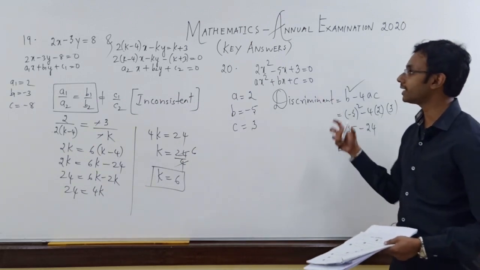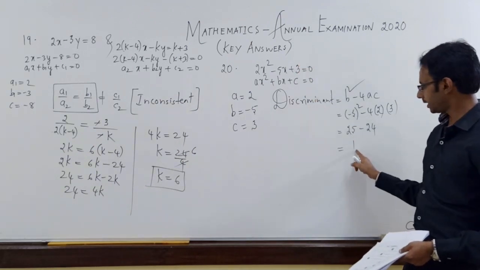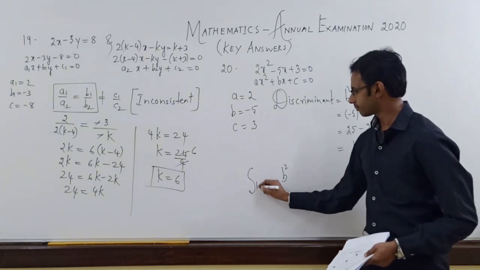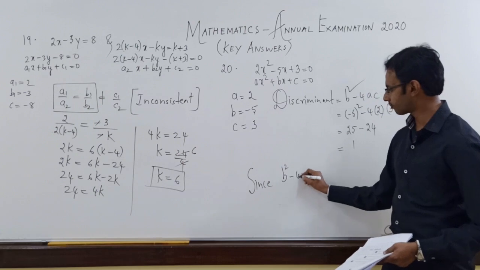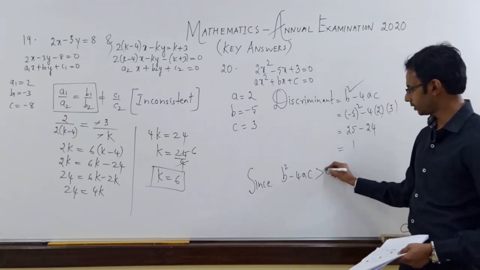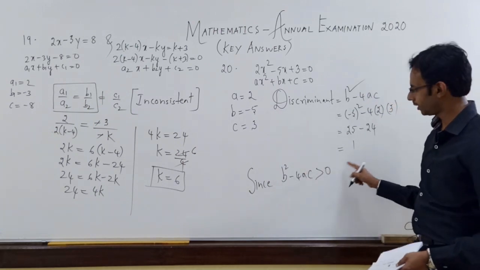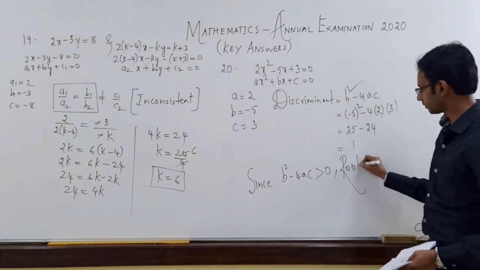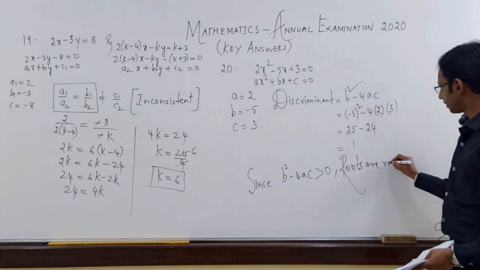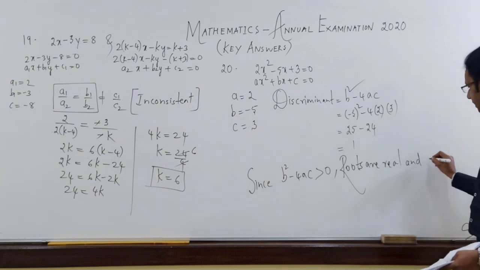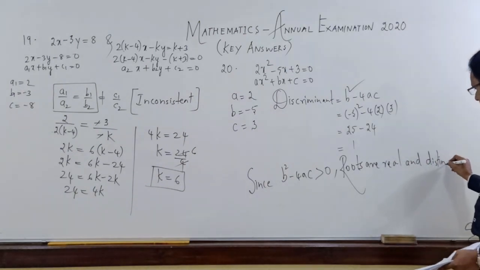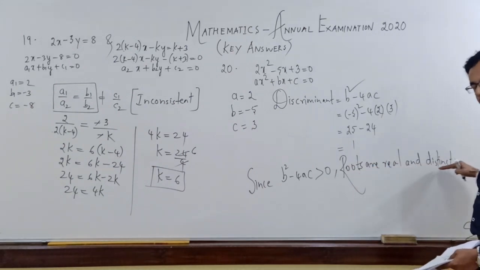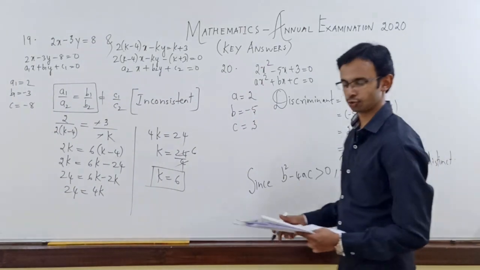And then they are asking what is the nature of these roots. So since the discriminant is 1, so we all know that since b square minus 4ac is greater than 0, 1 is nothing but greater than 0. If it is greater than 0, what is the nature of the roots? Roots are real and distinct. This is the nature. Solving this will give you 1 mark. Writing this just 1 line will give another mark. So by that way this carries 2 marks.